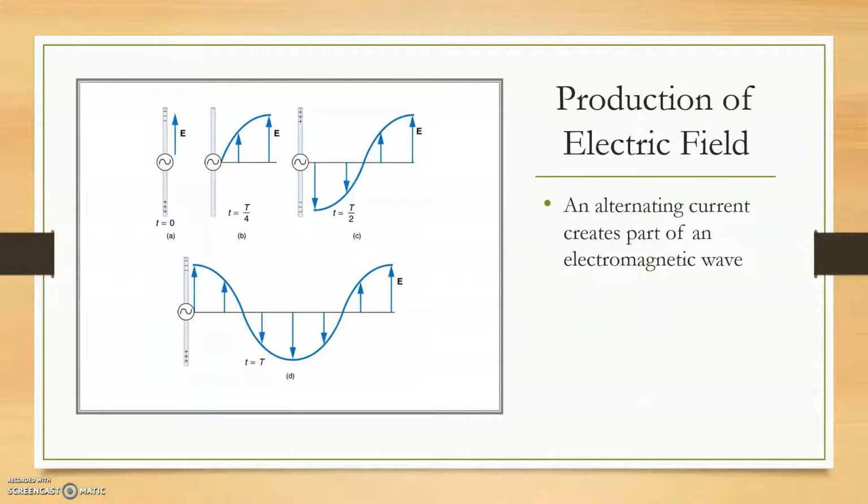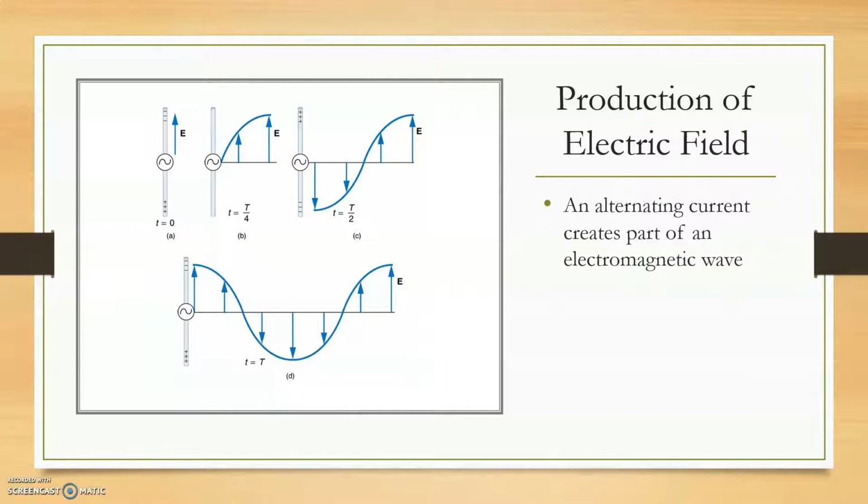So next we'll take a look at how these waves come to be, or how they're created. So there are two parts of the wave, and the first part is the electric field. It also can be created with changing a magnetic field, but in this example we're talking about an alternating current, so an electric field that's being changed. So as this alternating current goes up and down this wire, you see that an electric field is created opposite of the positive charge.